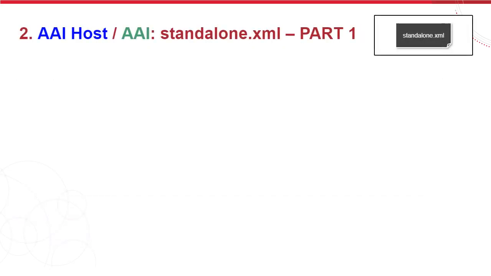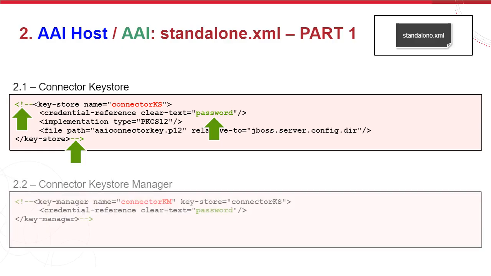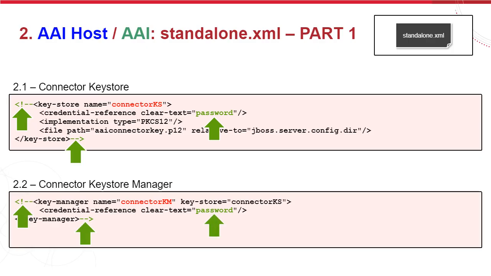We need to update standalone.xml. First, we have to reference the connector key store. We look for connector KS, remove the comment tags to enable, and set the password of the connector key store, which matches the AAI key store password. We have a corresponding manager. We enable the manager and set the same password. Do not close standalone.